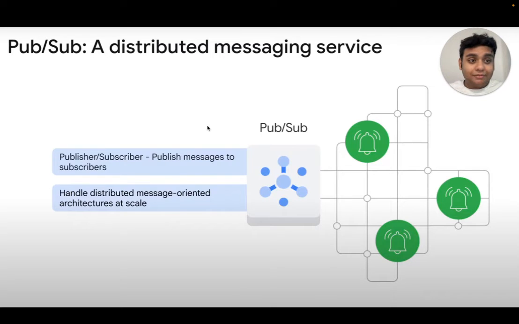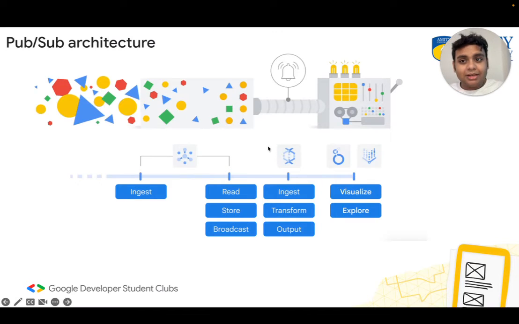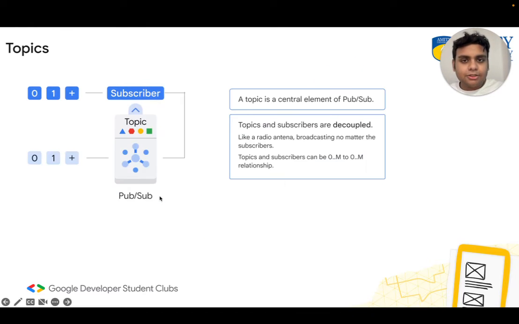So a lot of data is coming in, and you don't know how to really process it, who to send to, who not to send to, and this is handled by PubSub. PubSub handles that really well. So the data is ingested, and then PubSub reads it, stores and broadcasts it, and then it can be ingested, transformed and output, and a lot of things, and then can be visualized and explored using other Google technologies. So this is the PubSub architecture. PubSub helps us do that.